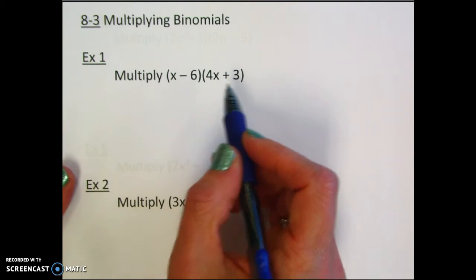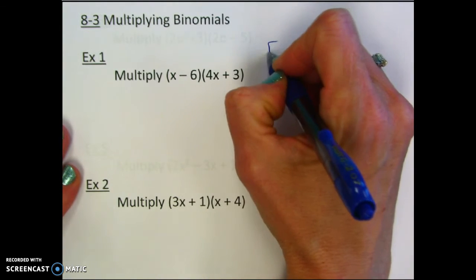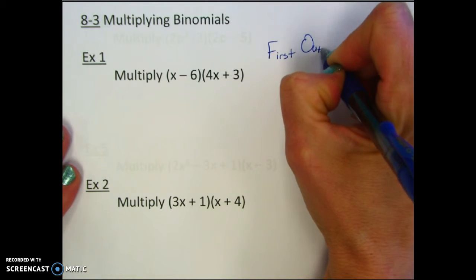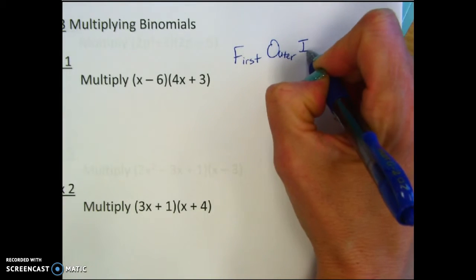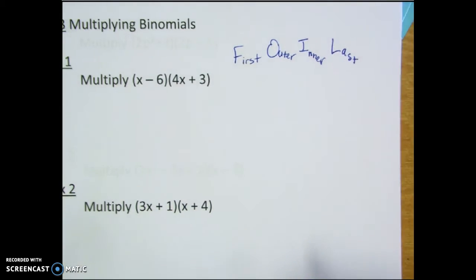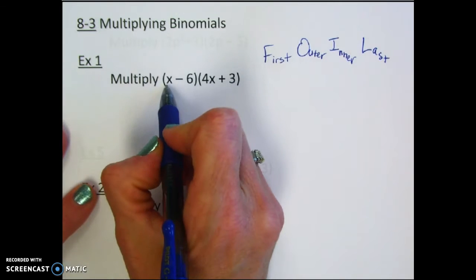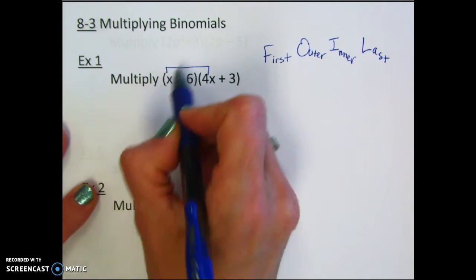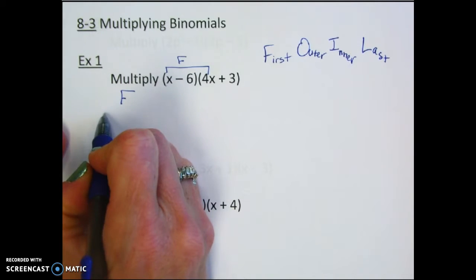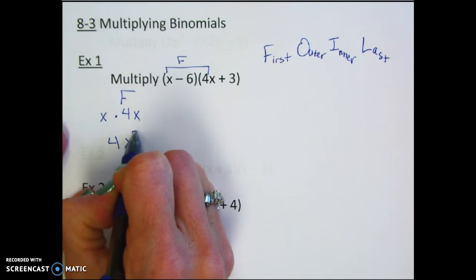If you are multiplying two binomials, you can use the FOIL method. And FOIL stands for first, outer, inner, last. So FOIL, F-O-I-L. So first piece here and first piece here, this is going to be our first. So F is x times 4x, or 4x to the second power.